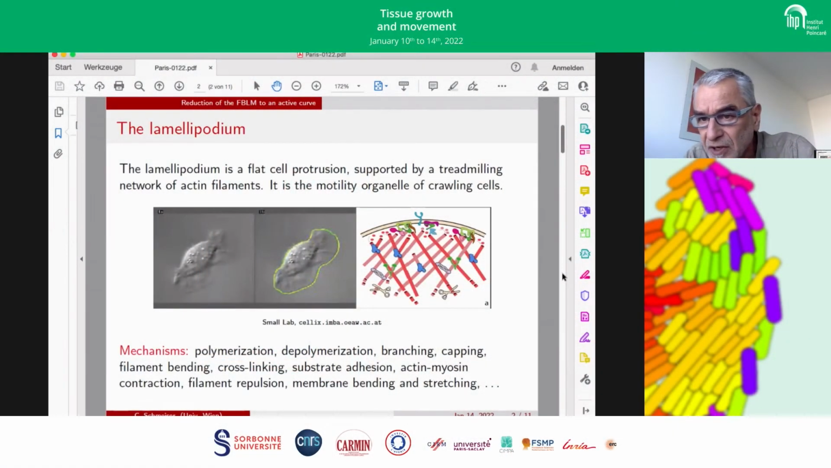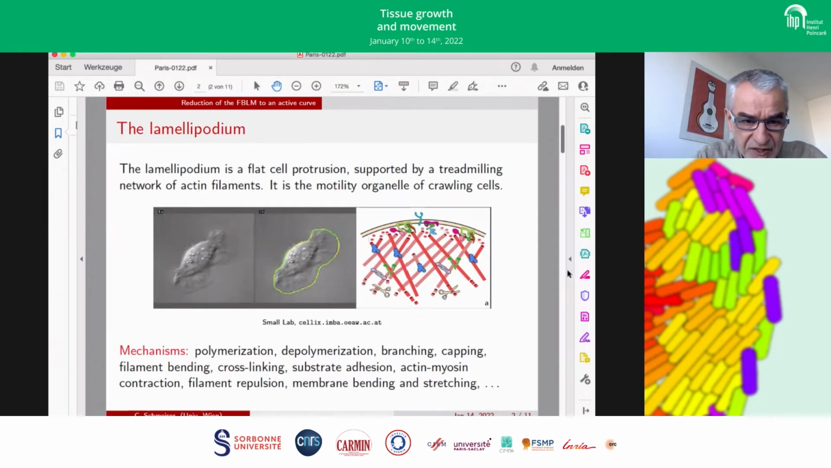I hope this works. Yes, seems to look good. So, first idea: what is the lamellipodium? Certain cells, if you put them on a flat substrate, so here we're talking about taking a cell which is usually part of a multicellular organism, taking it out of its natural environment and putting it on a flat substrate, some of these cells have the ability first to hold on to this substrate by building adhesion links, and then to crawl along these substrates.